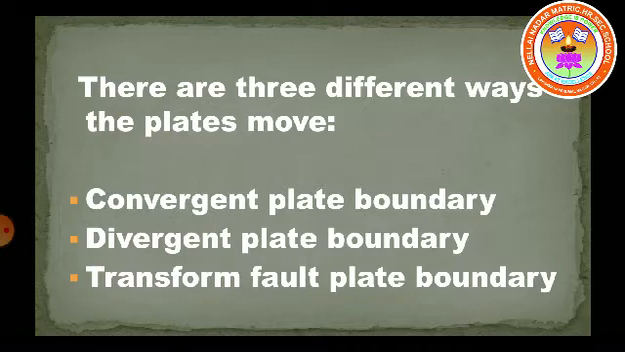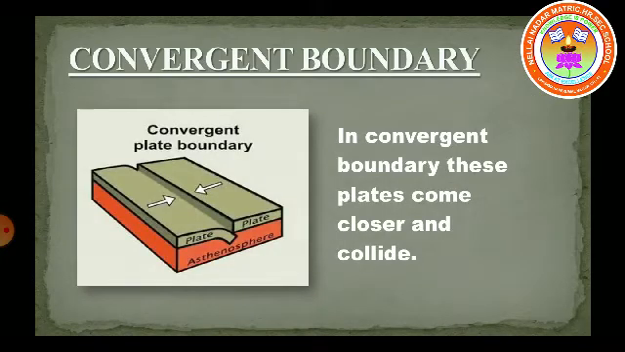Now we see about the convergent plate boundary. In convergent, these plates come closer and collide. When an oceanic plate collides with a continental plate, it forms volcanic mountains along the continental edge. How is it possible, children? The denser oceanic plate is forced below the continental plate, and as a result of the pressure, the rocks heat up and melt. The volcanic mountain is formed. In some places, when two continental plates converge, folds may be created. The Himalayas have been formed in this way.